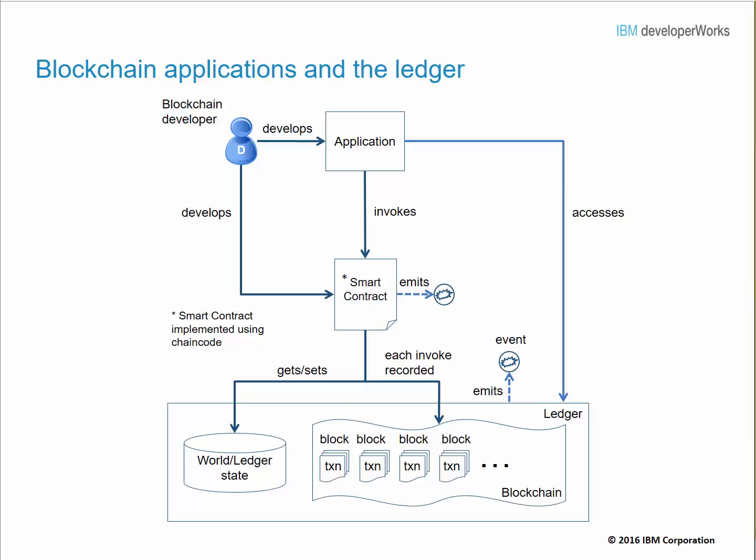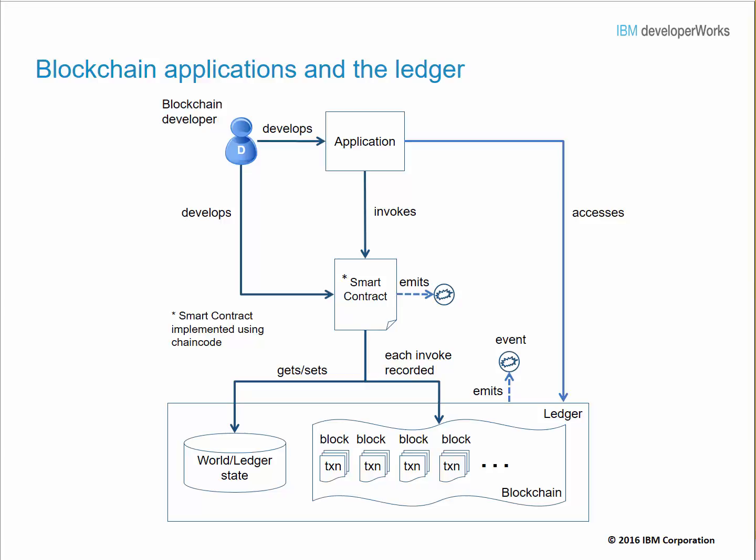And let's start with the blockchain developer. As you can see, they develop two key components. They develop the applications used by the end users, and they develop the smart contracts. So let's talk a little bit about the applications first. These applications would encapsulate business processes that need to interact with the ledger. These applications could be written in different languages on different platforms and so on.